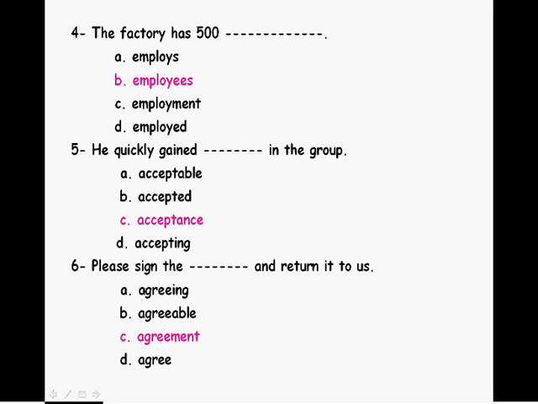So let's look at these sentences again. The factory has 500 employees. He quickly gained acceptance in the group. Please sign the agreement and return it to us.